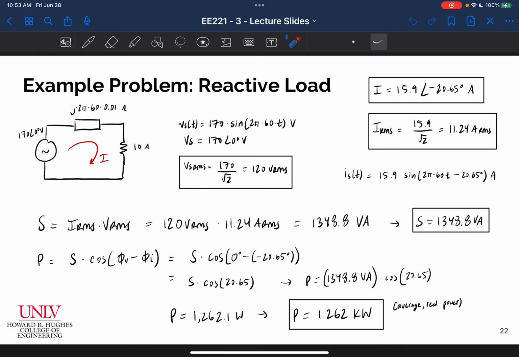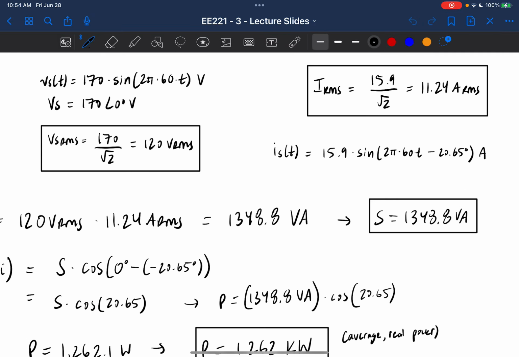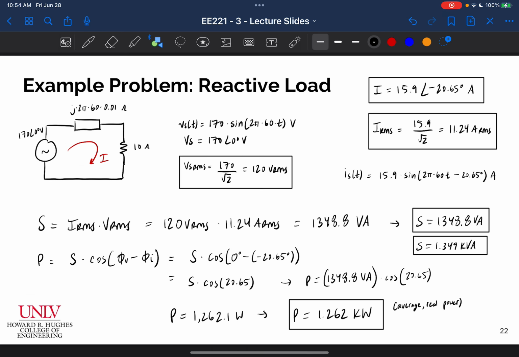Of course, we noted that they have different units, but they are measuring the same thing. It's the same unit, just a different name for the same unit to distinguish between apparent power, which is measured in volt amperes, and average power, or real power, which is measured in watts, okay? I didn't write it here, but we could have also written this as 1.349 kilovolt amperes rather than in volt amperes, but it doesn't make a difference.